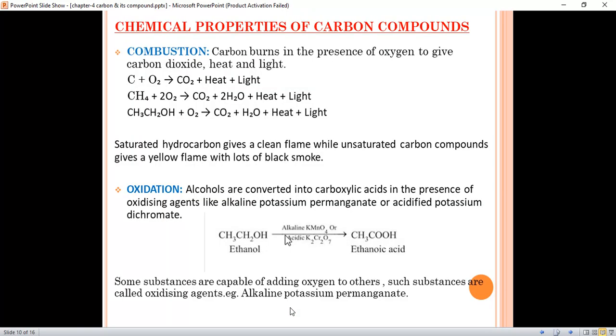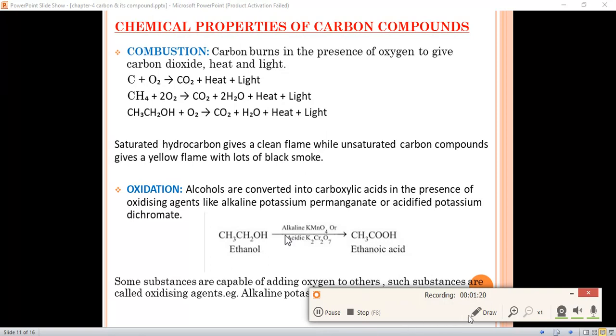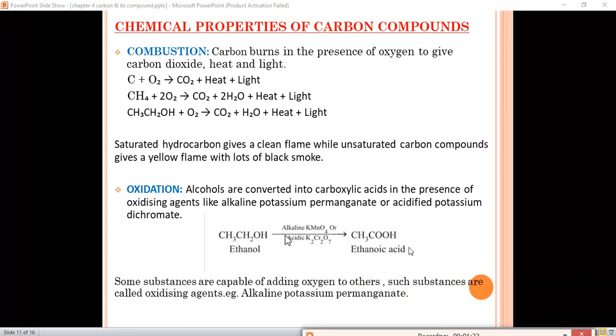Today, we will read about the chemical properties of carbon compounds. What are the different types of chemical properties? We'll read about that. Okay. The first reaction is combustion reaction. What do we understand with this word combustion? It means when any substance burns in the presence of oxygen, it will give us carbon dioxide, heat and light. Likewise, when carbon burns in the presence of oxygen it gives carbon dioxide, heat and light. So combustion reaction is the reaction in which carbon burns in the presence of oxygen. Without the presence of oxygen, this reaction cannot take place to give carbon dioxide, heat and light.